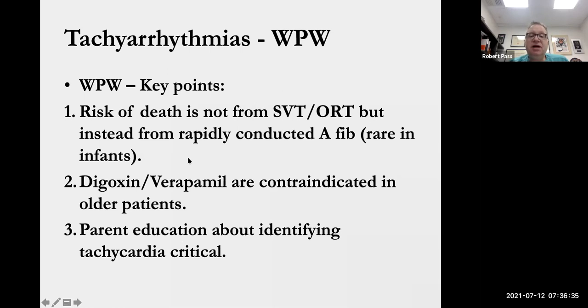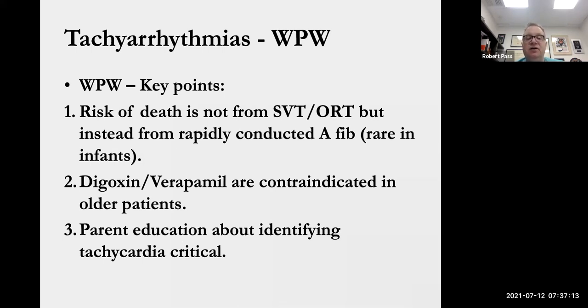Digoxin and verapamil are contraindicated in WPW patients because both agents can enhance accessory pathway conduction and reduce AV nodal conduction. Now, there are some pediatric cardiologists who feel comfortable putting newborns on digoxin in the setting of WPW on the theory that AFib is so rare in that patient population, it's not necessarily wrong. I don't generally do that because I feel there's enough other agents to choose from, but some people do that. And if it's done in the first year of life, it's generally most of the time safe.